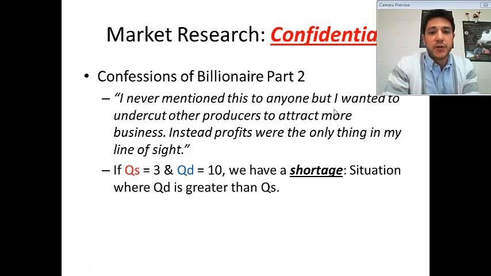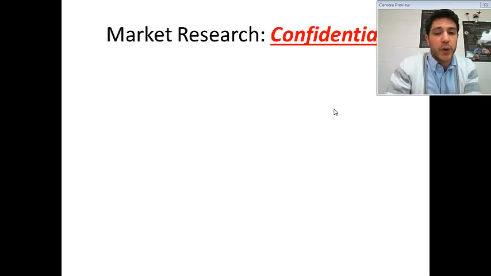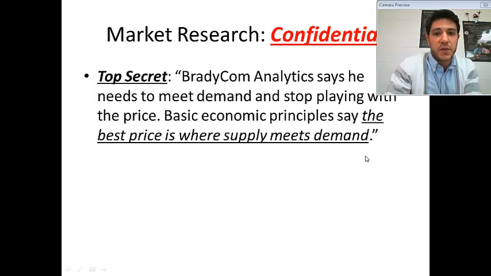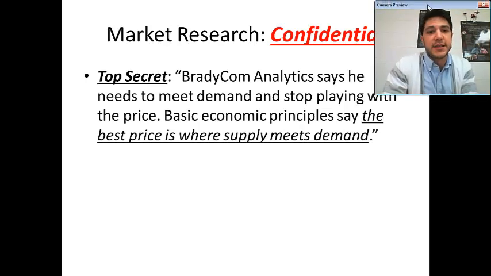So take a look at your graph again. If quantity supplied equals 3 and quantity demand equals 10, then we'd have a shortage, right? And the situation is where quantity demand is greater than quantity supplied. So what we're working with now is that BradyCom Analytics says he needs to meet demand and stop playing with the price. Basic economic principle says the best price is where supply meets demand.